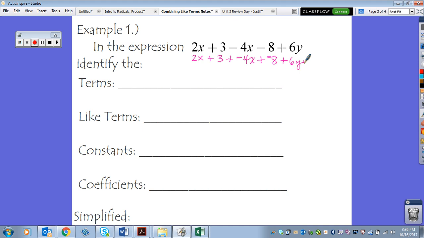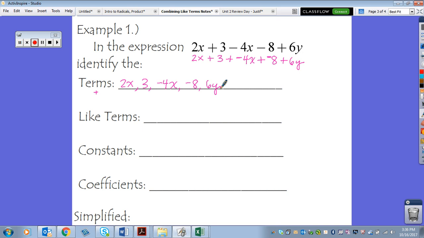All right, so when we're listing the terms, remember terms are separated by addition symbols. So I see 2x in front of this addition symbol, and then 3 after that addition symbol. Then I see another addition symbol, and then negative 4x, so negative 4x is the next term. Another addition symbol, and negative 8, that's the next term. And then another addition symbol, and 6y, that's the next term.